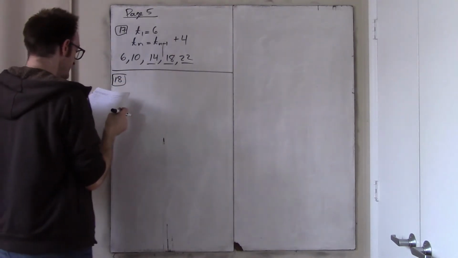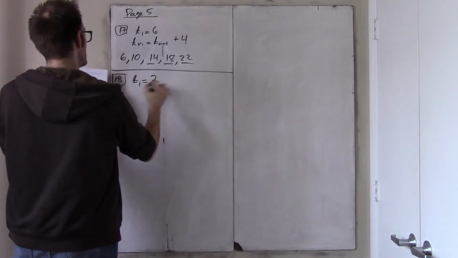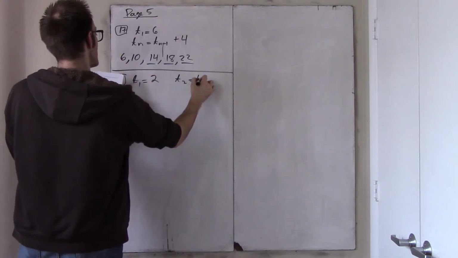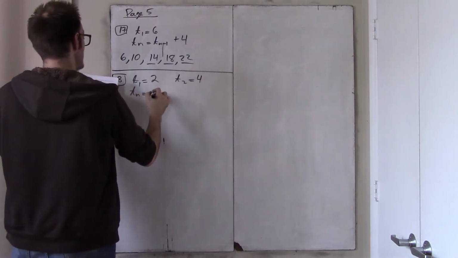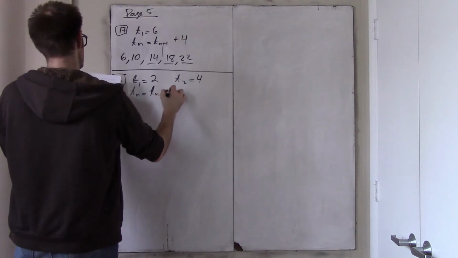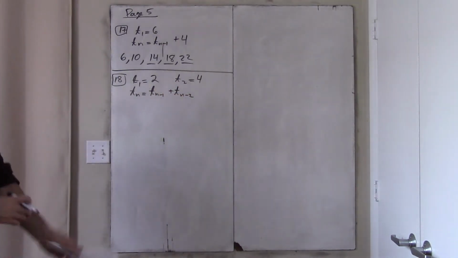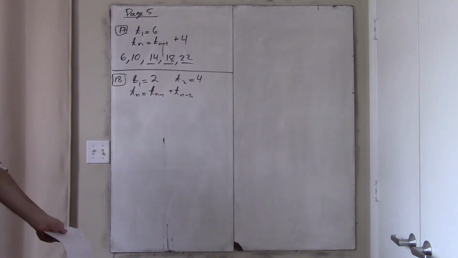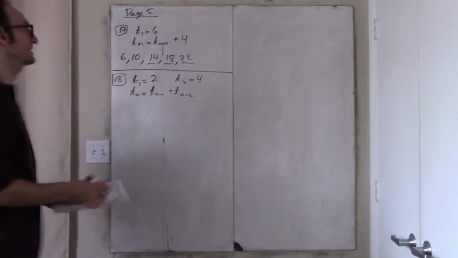18. Oh, this is getting exciting. The first term is 2. The second term is 4. And the nth term is the sum of the two previous terms. So this is kind of like the Fibonacci sequence, but with different initial conditions. Instead of starting 1, 1, this starts 2, 4, but otherwise it follows the Fibonacci pattern.